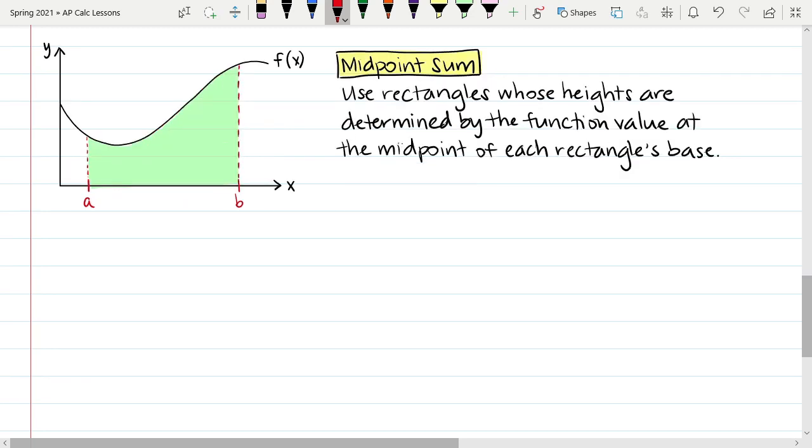Okay, so for the midpoint sum, this time, as the name implies, we're going to use rectangles whose heights are determined by the function value at the midpoint of each rectangle's base. So once again, if I were to start at A, and maybe the first rectangle ends right here, so there's the entire base. But now the height of that rectangle is actually going to be determined by the function value at the midpoint of that base, which would be right up to here. So that first rectangle would be right about there.